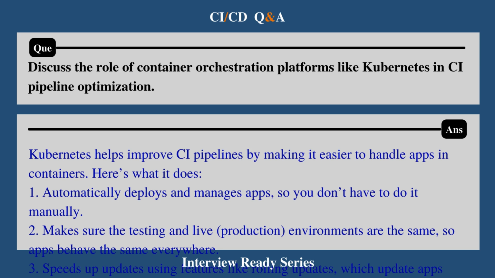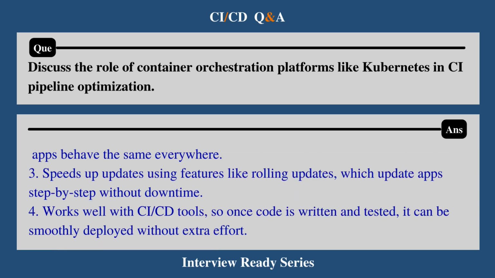Discuss the role of container orchestration platforms like Kubernetes in CI pipeline optimization. And this is how you can answer. Kubernetes helps improve CI pipelines by making it easier to handle apps in containers. And here's what it does. Automatically deploys and manages applications, so you don't have to do it manually. It also makes sure the testing and the production environment are the same, so the application behaves the same everywhere.